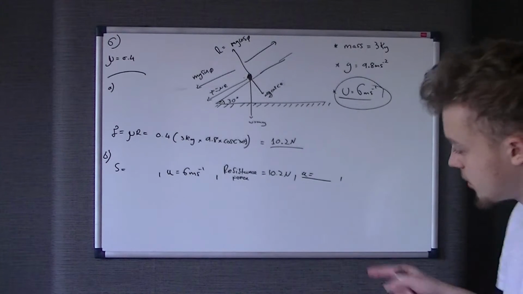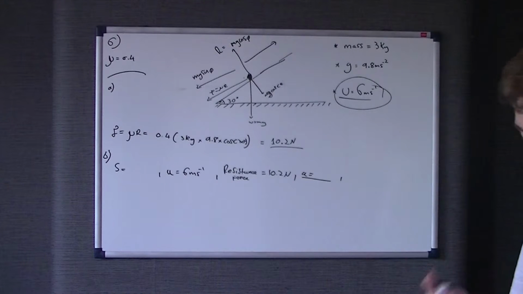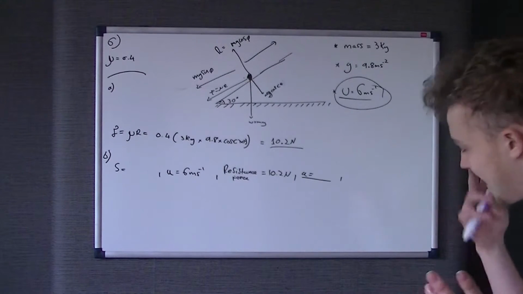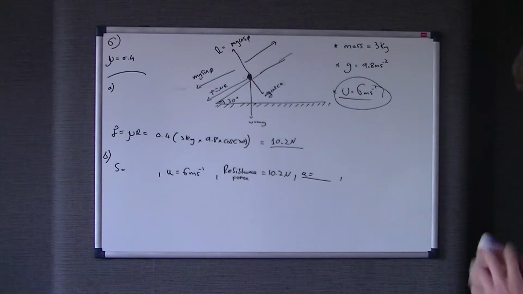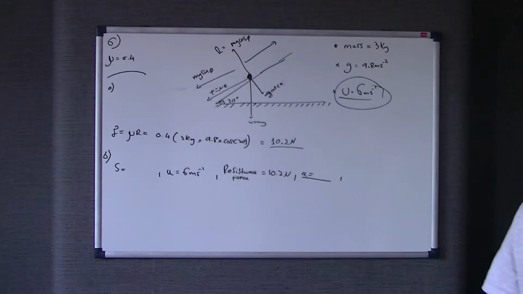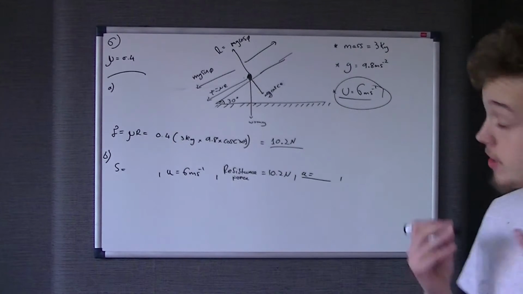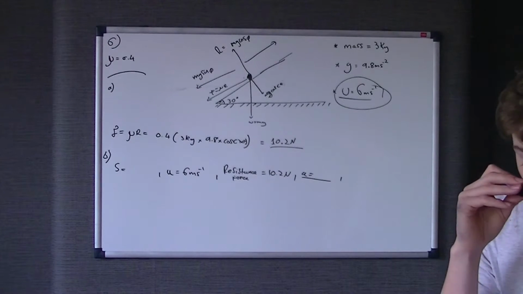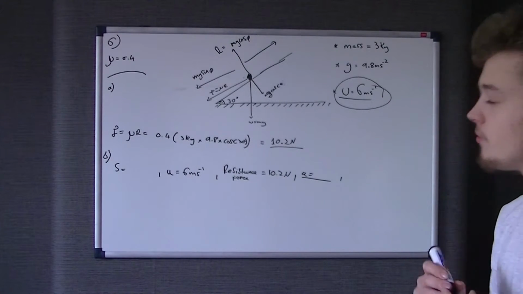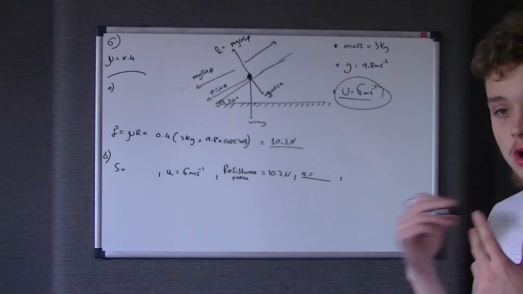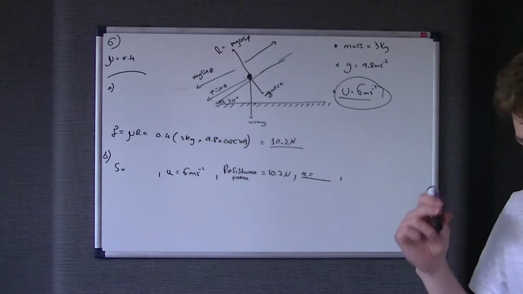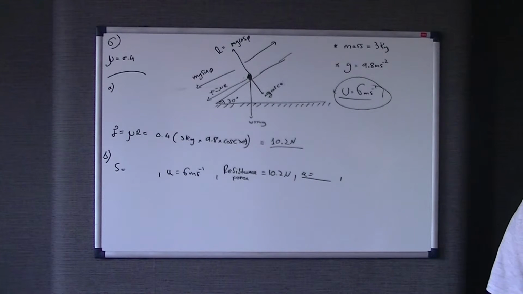Now, we've got two unknowns in there, so we can't use s equals ut plus a half at squared or anything like that, because we don't know a and we don't know s, because s is what we're trying to find out. So as we've got two unknowns, there must be another way to find a. As I was talking about before, we can work out the resultant force along the plane, and that is equal to mass times acceleration, or in this case deceleration. So let's go ahead and work out the value for a.